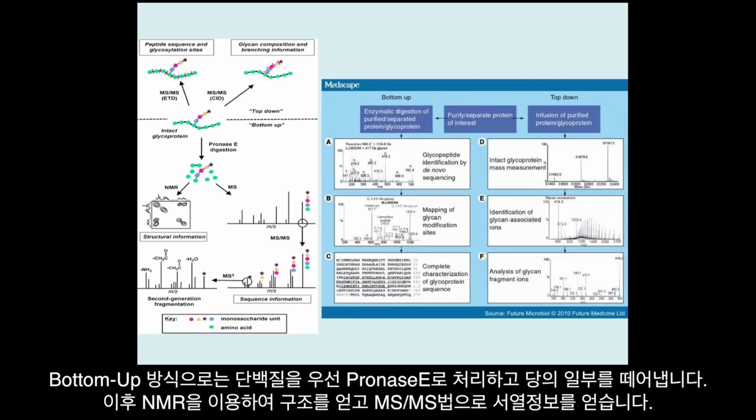In a bottom-up approach, the glycoprotein is first digested by an enzyme called pronase E to yield the glycan moiety attached to a single amino acid. This glycan product is then analyzed by NMR to acquire structural information about the glycan, or by MS and MS-MS to acquire sequence information.